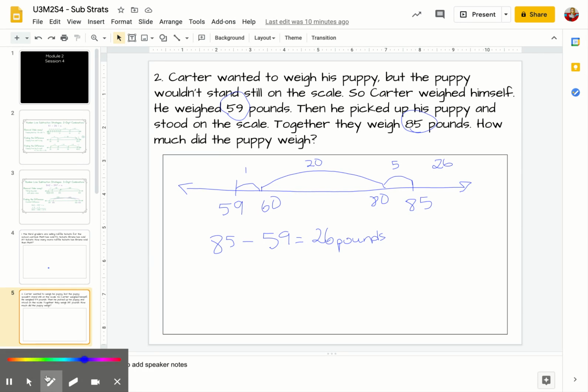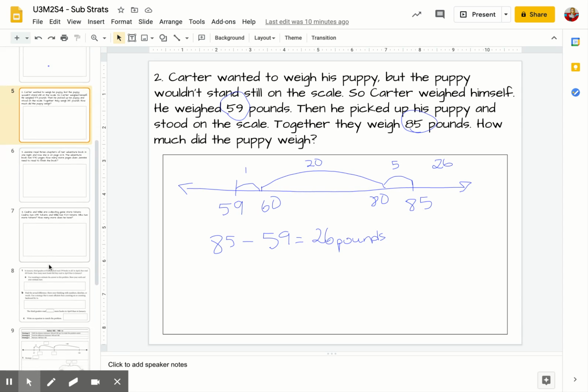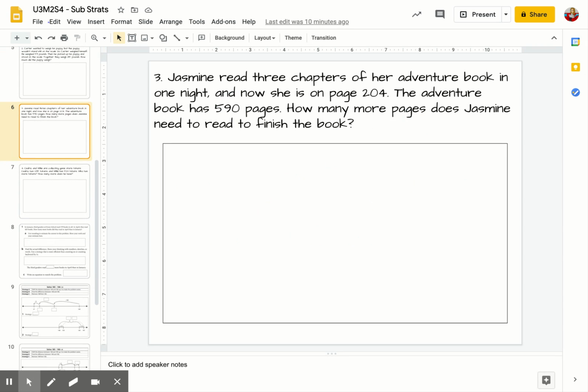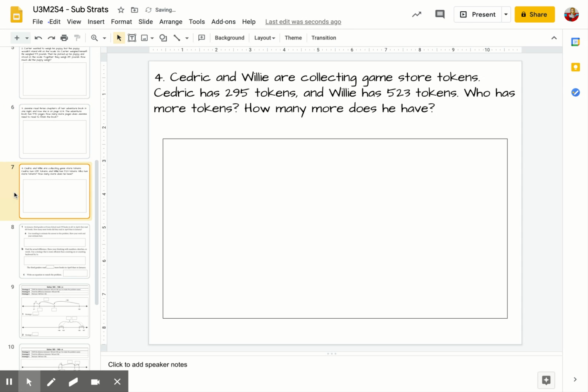All right, let's see. I'm going to ask you guys to do one of these problems, either slide 6 or slide 7. Slide 6 says, Jasmine read 3 chapters of her adventure book in one night. And now she's on page 204. The adventure book has 590 pages. How many more pages does Jasmine need to read to finish the book? You could do that one on slide 6, or Cedric and Willie are collecting game store tokens. Cedric has 295 tokens and Willie has 523. Who has more tokens? How many more does he have?